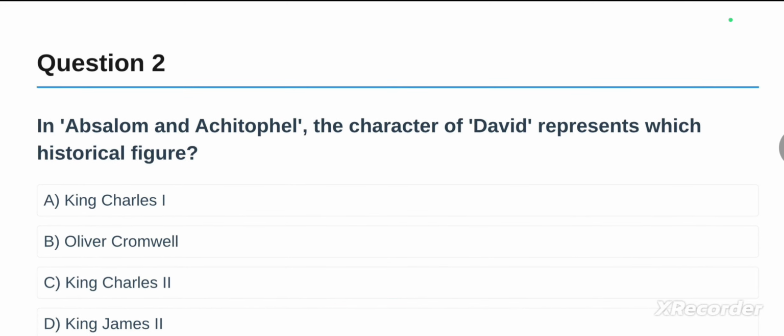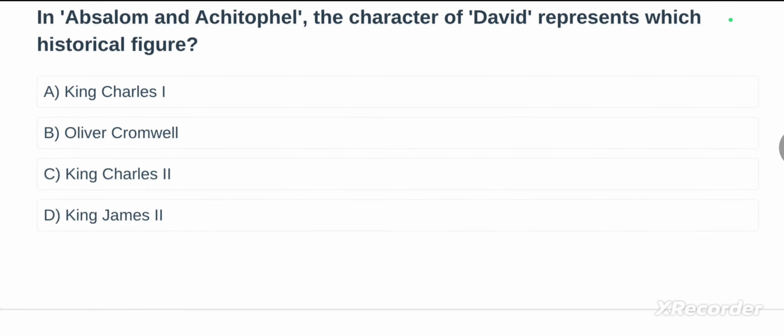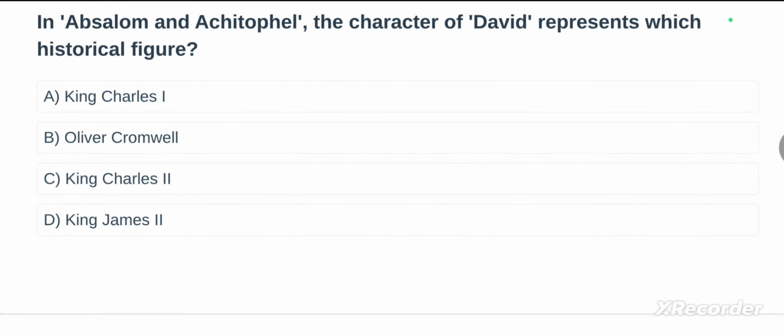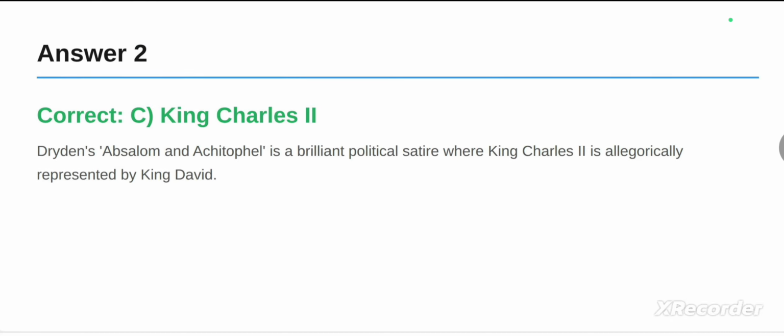The second question is, in Absalom and Achitophel, the character of David represents which historical figure? And the answer is King Charles II. And you all know this work's written by John Dryden. And it is a brilliant political satire where King Charles II is allegorically represented by King David.